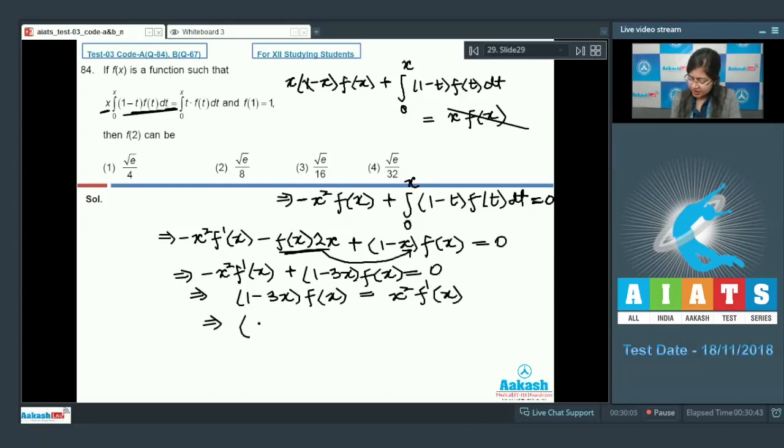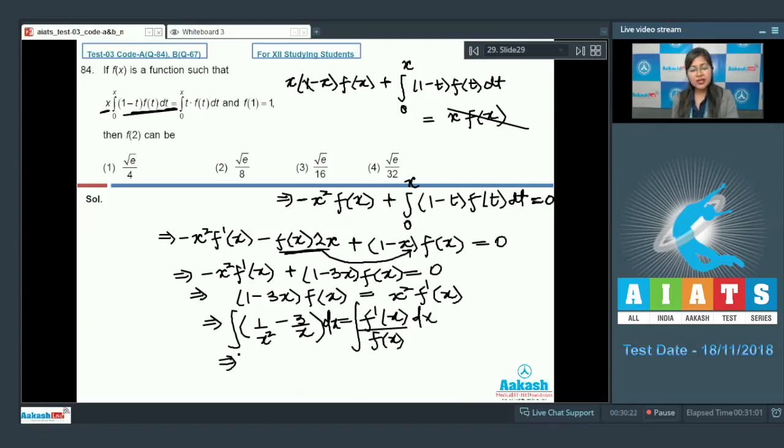That is, it can be written as 1 upon x square minus 3 upon x equal to f dash x upon f(x). Now integrating both sides, what do we get? On the left hand side we will get ln of mod f(x). This will be equal to integral of 1 by x square, which will be equal to minus 1 by x, minus 3 times ln x plus constant.